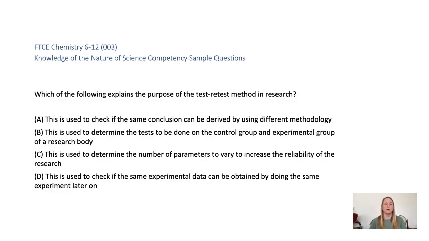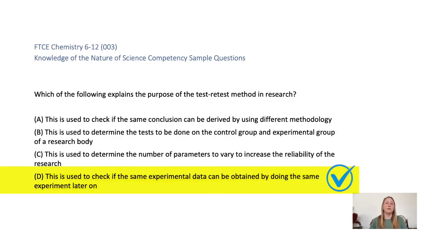A, this is about comparing different methods, not repeating the same one. B, this is related to experimental design, not reliability. C, varying parameters isn't the point. Test-retest is about consistency. The correct answer is D. This is used to check if the same experimental data can be obtained by doing the same experiment later on.